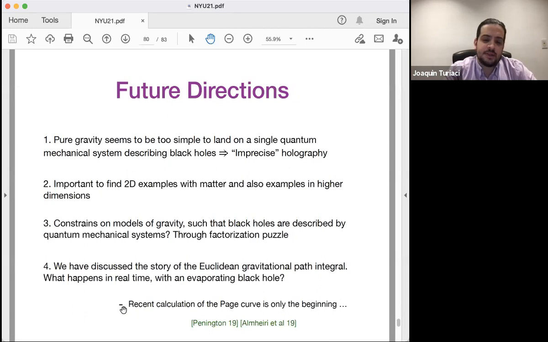And this connects nicely with the recent calculation of the Page curve that came after this Sachdev-Ye-Kitaev story, which shows that to recover the Page curve, you also need to include spacetime wormholes. And this is just another manifestation of the unitarity of the black hole evolution.